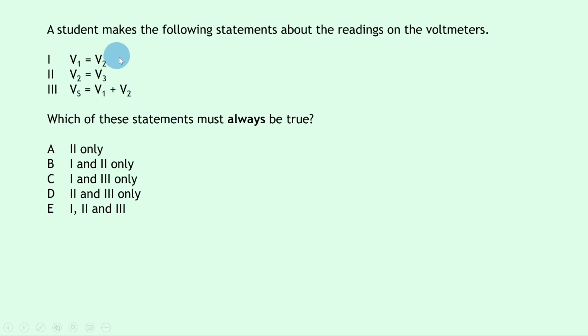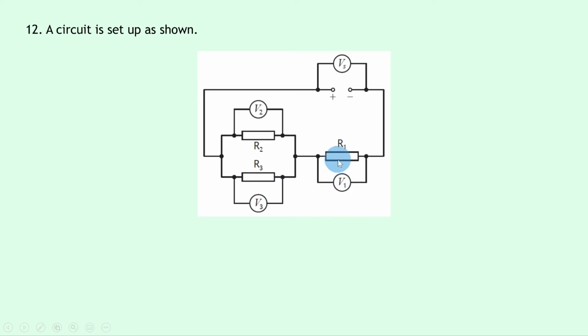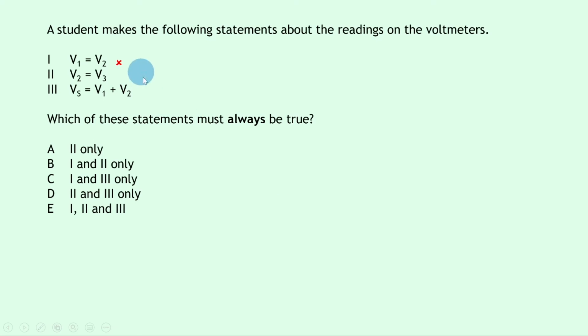So let's look at statement 1 and use the circuit diagram to help us. So for statement 1, V1 must always be equal to V2. Well, that's not necessarily going to be the case, because that just depends on the resistance values of the resistors and on what share of voltage each of these things takes from the supply voltage. So we can't say that that is always going to be true. So we're going to put a cross next to that one.